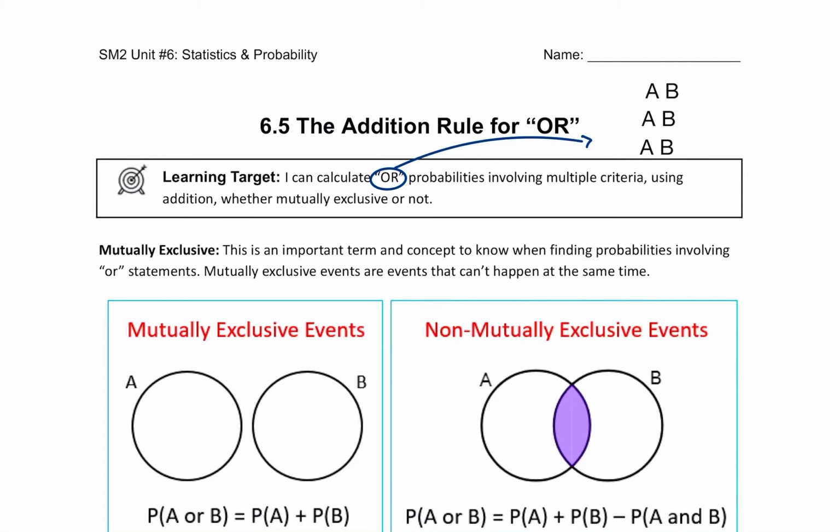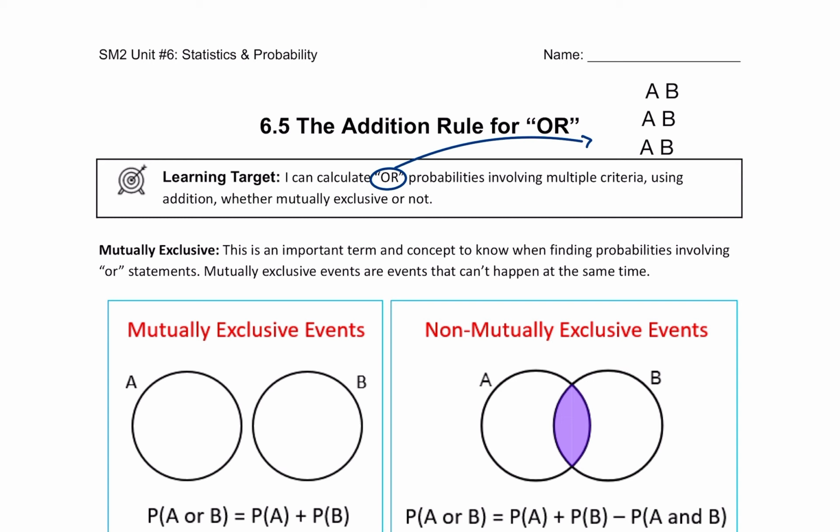Okay, so today we're going to be going over 6.5, the addition rule for OR. Our learning target: I can calculate OR probabilities involving multiple criteria using addition, whether mutually exclusive or not. So let's talk about OR for just a second.